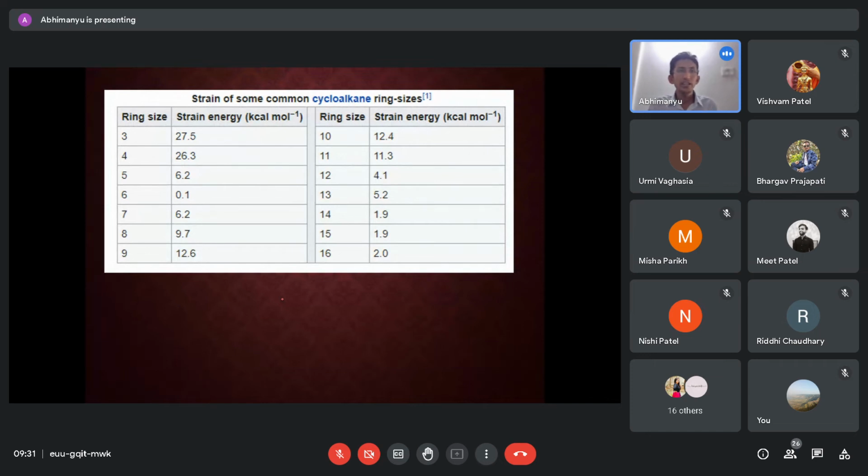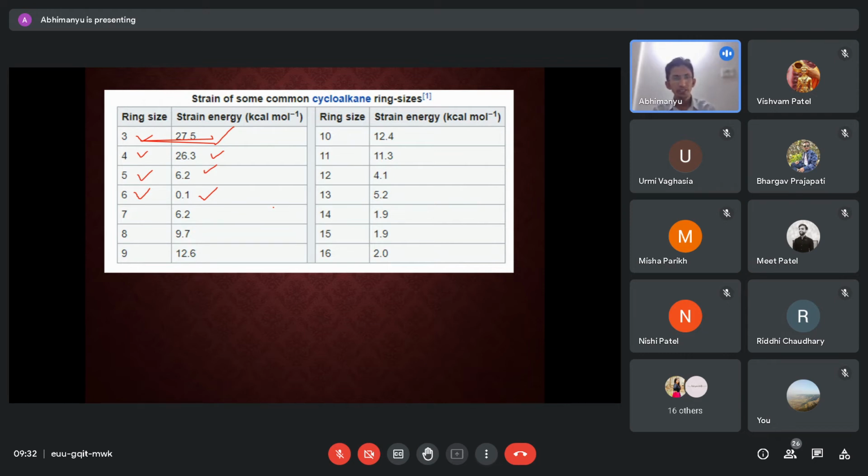The ring size 3, energy is 27.5. Ring size 4, 4 means what? Okay, 4 member ring, 4 carbon ring, energy 5 member 6, 6 member 0.1. Right now, dear students, answer please. A 5 member and 6 member, which one is the more stable ring?